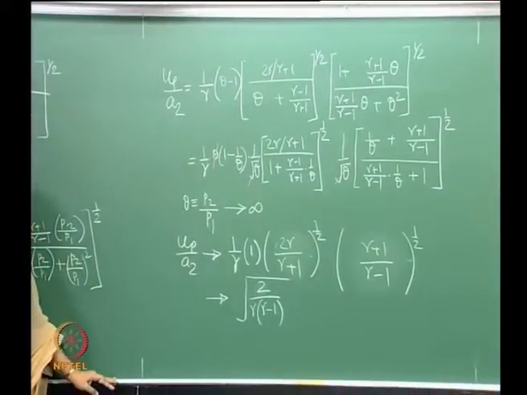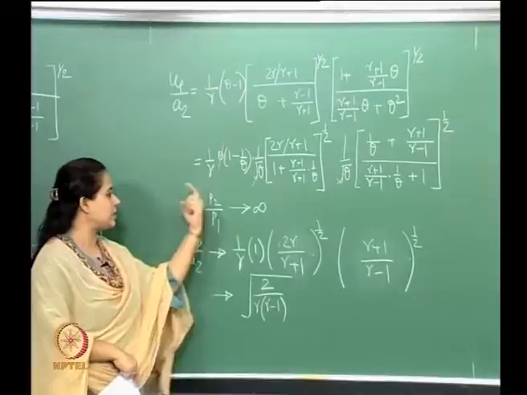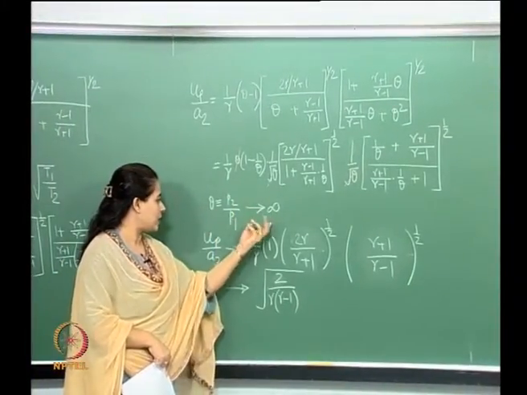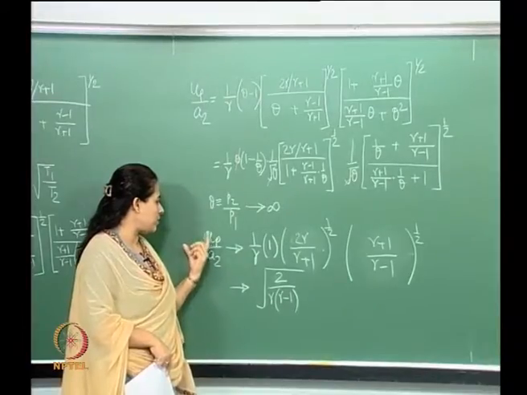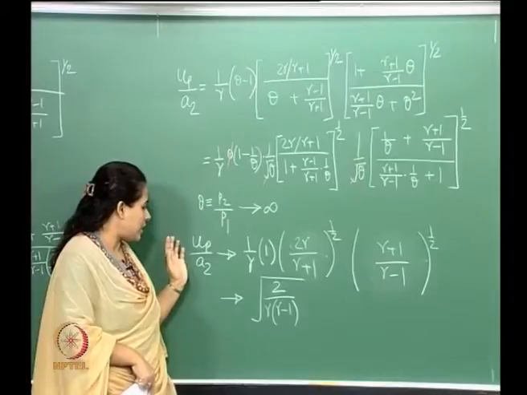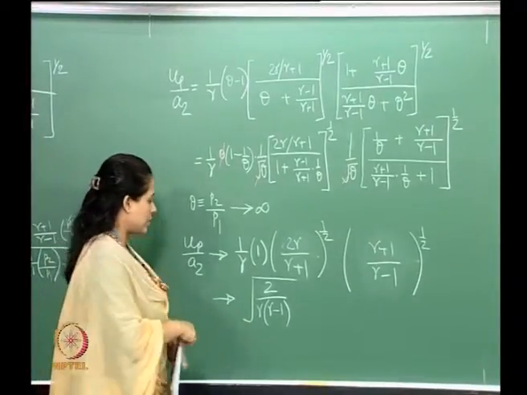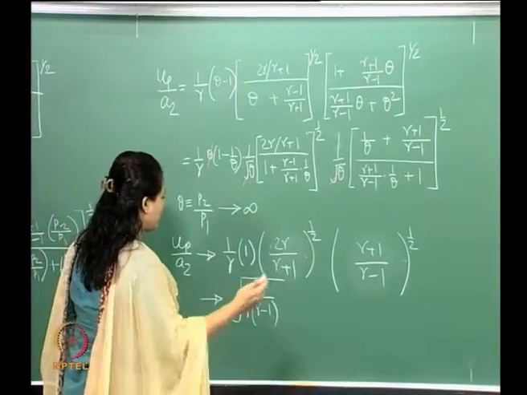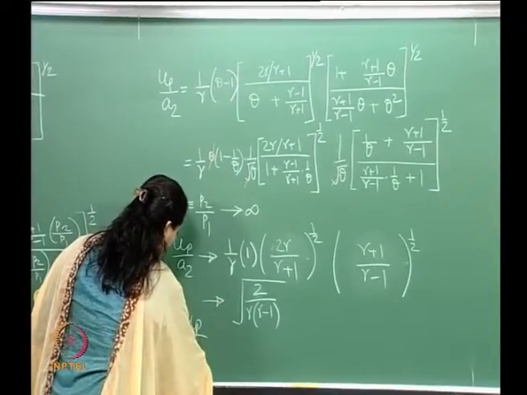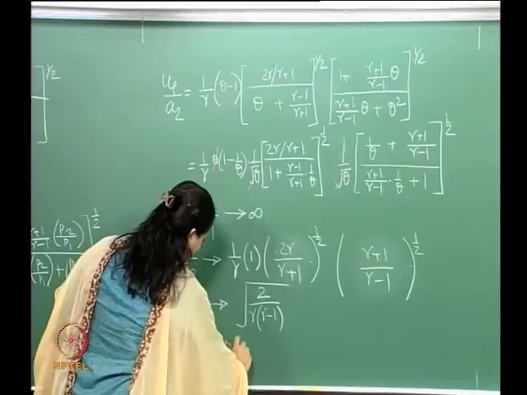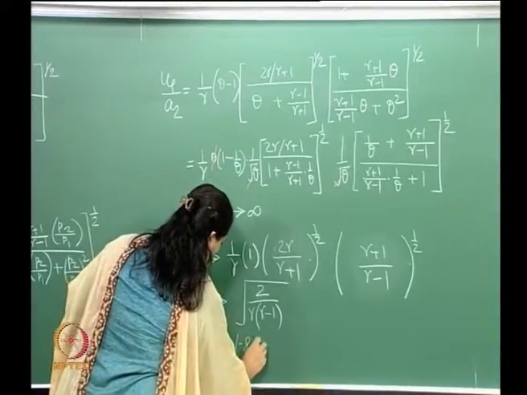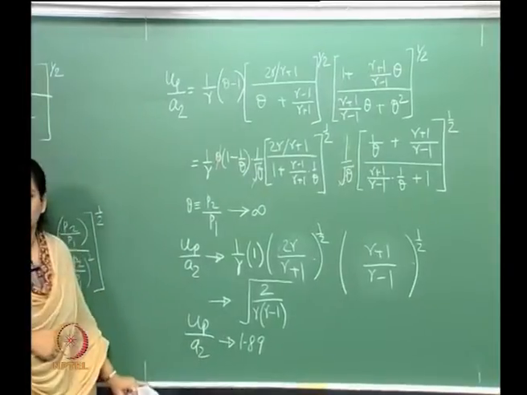So what we're saying here is that for an infinitely large shock, the Mach number in the region behind it tends to this. So for a given gamma of, say, 1.4, this becomes 1.89, which is less than 2 Mach.